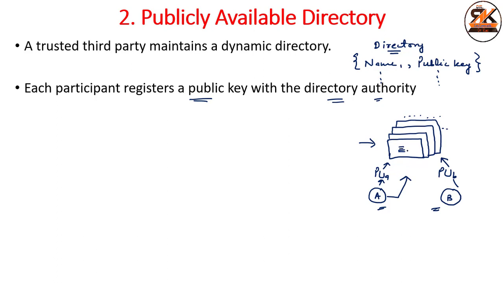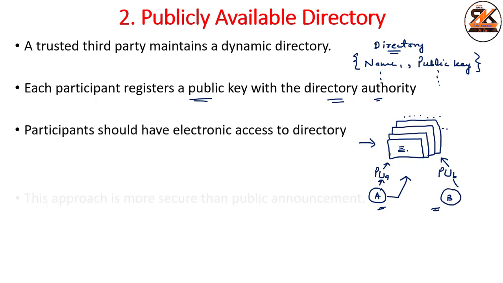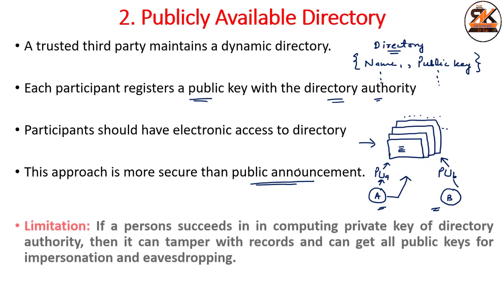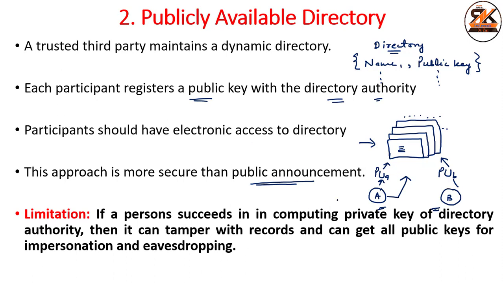Okay, you can see that this kind of approach is more secure as compared to the previous one, the previous approach being public announcement. When we compare this approach, it is more secure as compared to public announcement, but it suffers from a limitation also. And what is that limitation? For example, if a person succeeds in computing the private key of the authority, so this authority is going to have its private key.